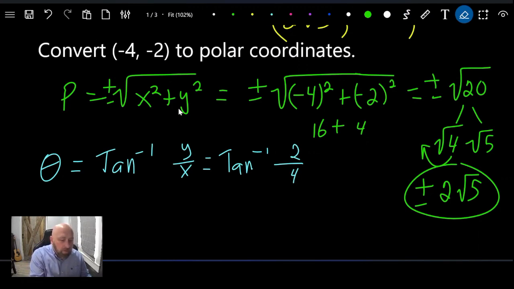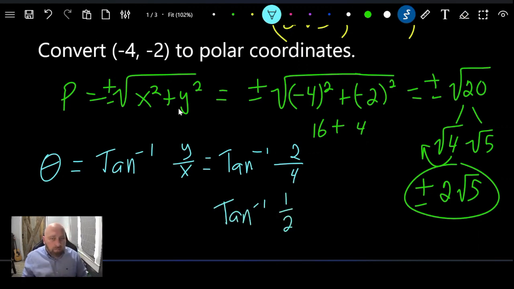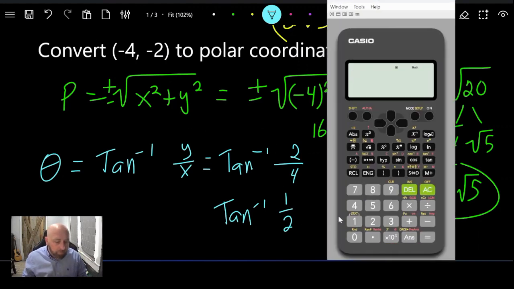And you could reduce that if you want. It doesn't matter. We're going to plug it into the calculator anyways, so it'll take either one of those. So let's go ahead and pull out the calculator. We're going to hit Shift Tangent.